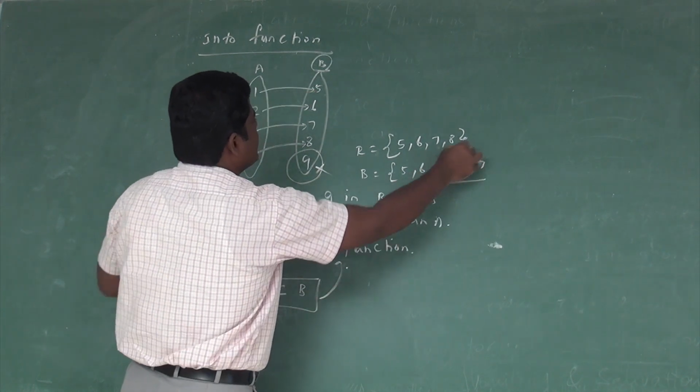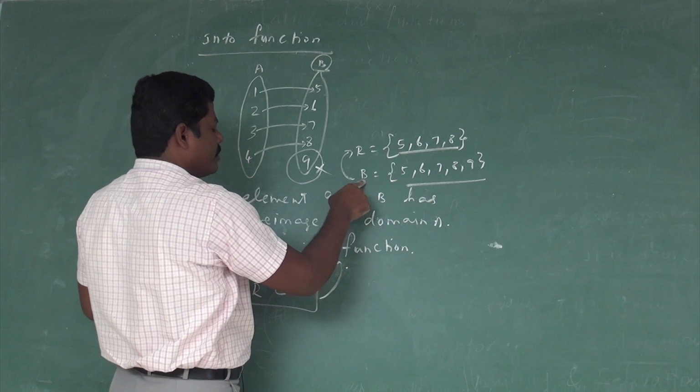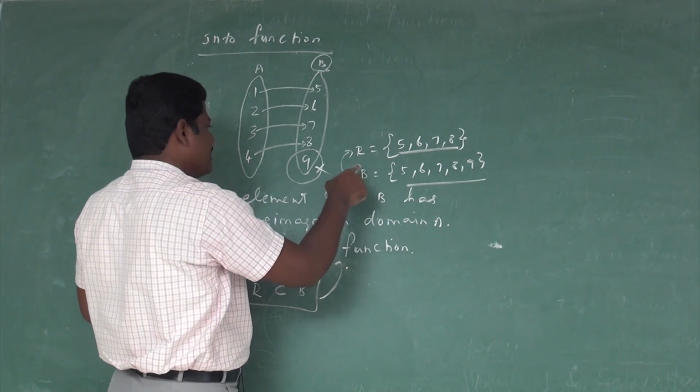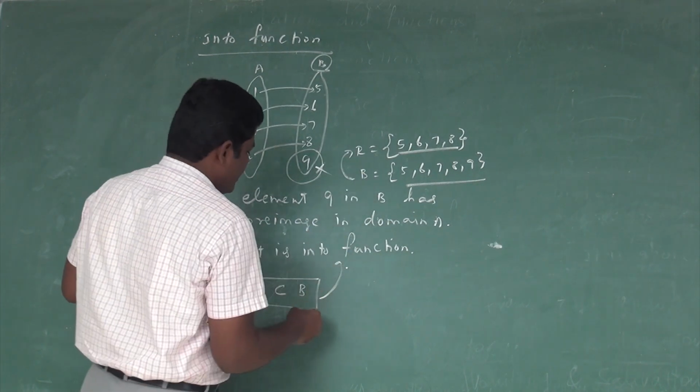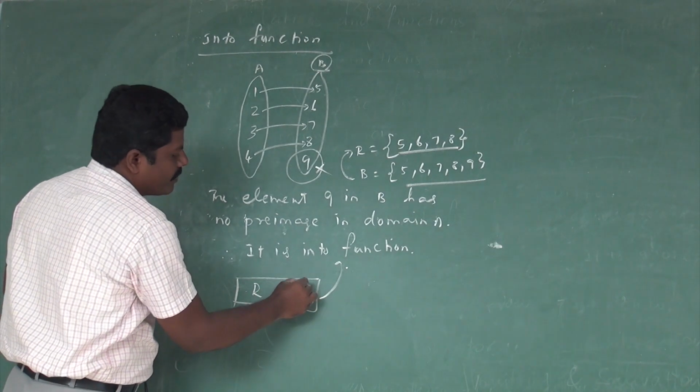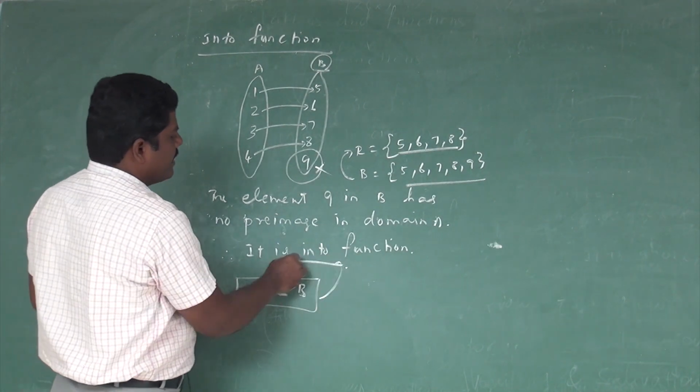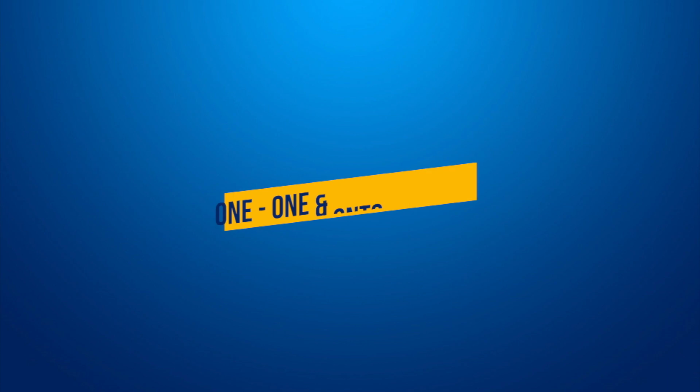Codomain B is equal to all elements in the codomain: 5, 6, 7, 8 and 9. So this is the main set, and the range is a subset. Range is a subset of codomain, therefore a proper subset of codomain. Therefore it is an into function.